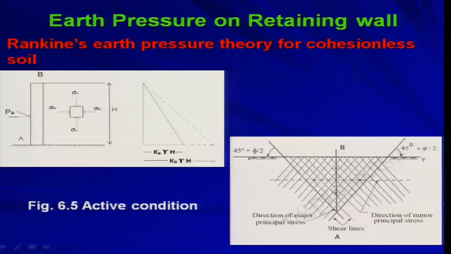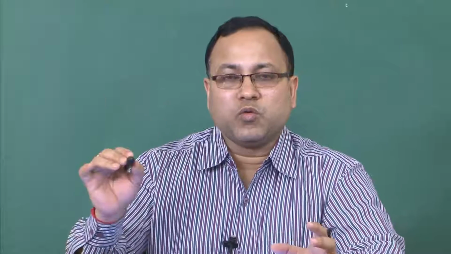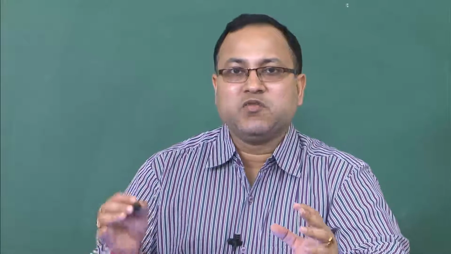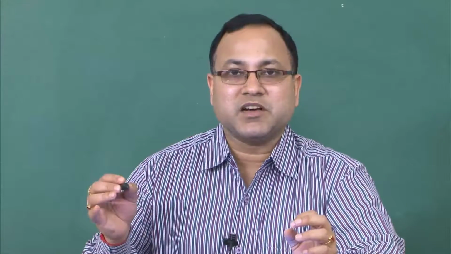Again, we are considering a similar thing. This is the wall, and we are considering one small element at some depth z from the ground surface, where h is the total depth of the wall. The earth pressure distribution at rest condition is K naught into gamma h, which we have already established, and you already know that the earth pressure at active condition will be lesser than the earth pressure at rest condition.